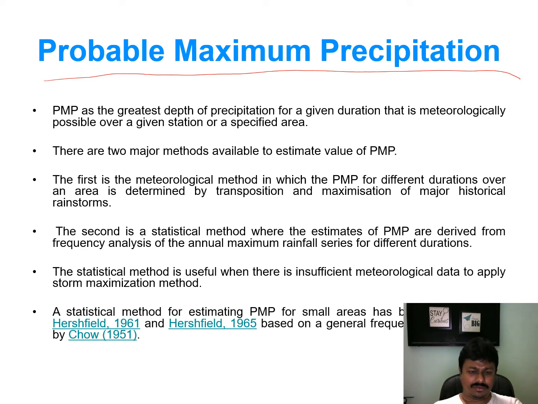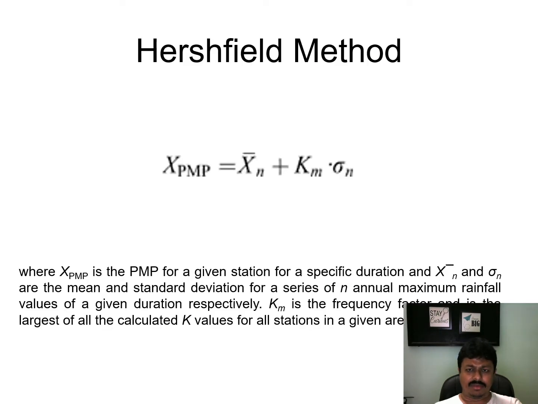There are two methods to estimate that. First one is the meteorological method, second one is the statistical method. The meteorological method is derived from the major historical rainstorms of different durations, and the statistical method is derived from the frequency analysis of the annual maximum rainfall series for different durations. And as usual, the statistical method is very easy to do, as meteorological data is more or less insufficient.